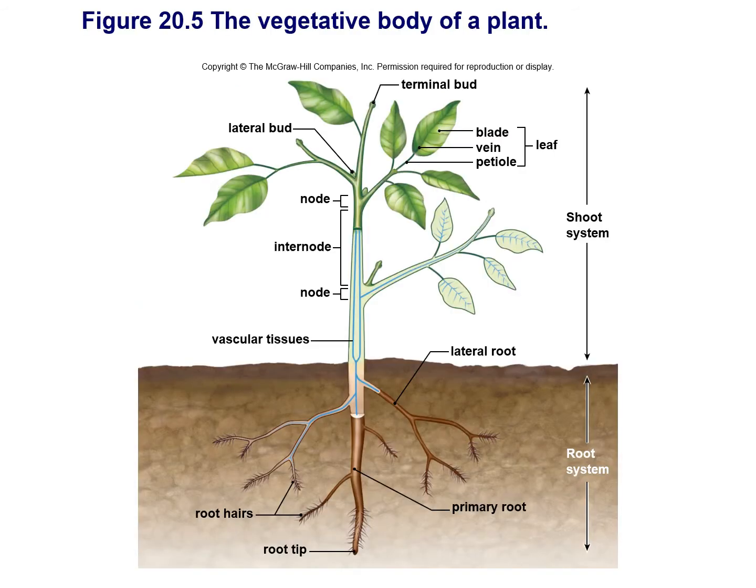And here it is. So there's the terminal bud. That's the one that allows the plant to grow tall. And then the lateral bud, which allows plants to grow sideways. So they're able to grow their leaf and their petioles off to the side. And then down here, you have the lateral roots, which are growing sideways. And then the root tip down there, that's the primary root that grows down.